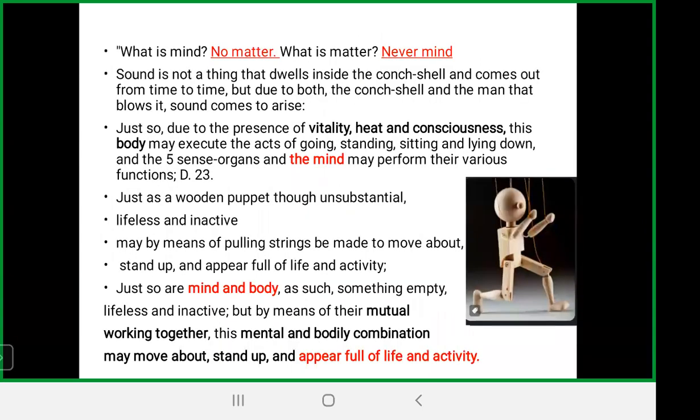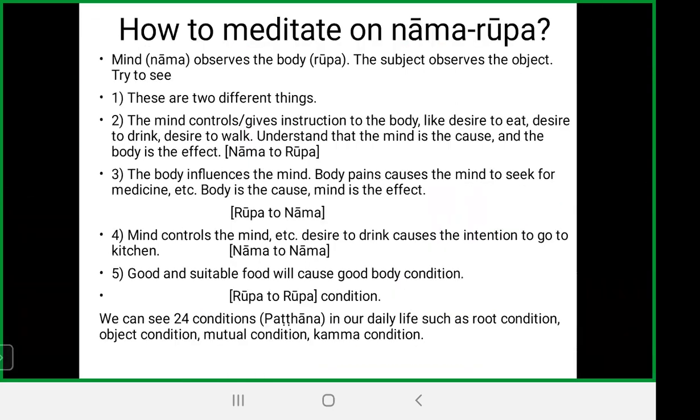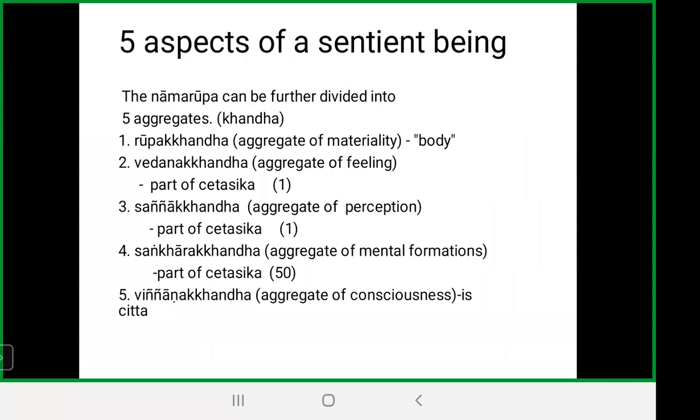They need to work together. Nama-rupa always work together, because they cannot perform the function by themselves. And there are many ways you can see it: Nama to Rupa, Rupa to Nama, Nama to Nama, Rupa to Rupa. So try to identify what is the subject, what is the object, what is the cause, what is the effect. If you can see that, it's very good. Then your Vipassana knowledge will be sharper.